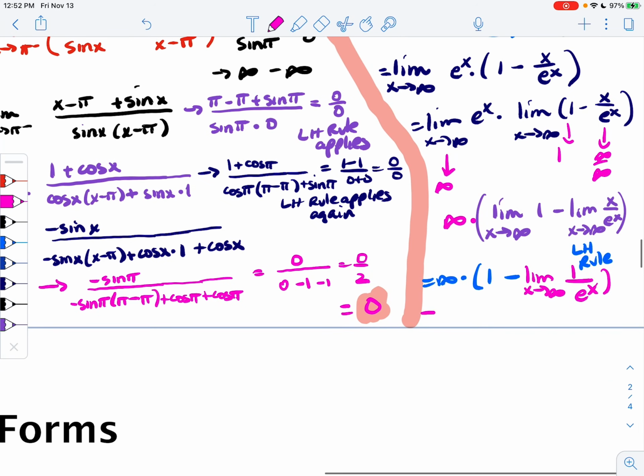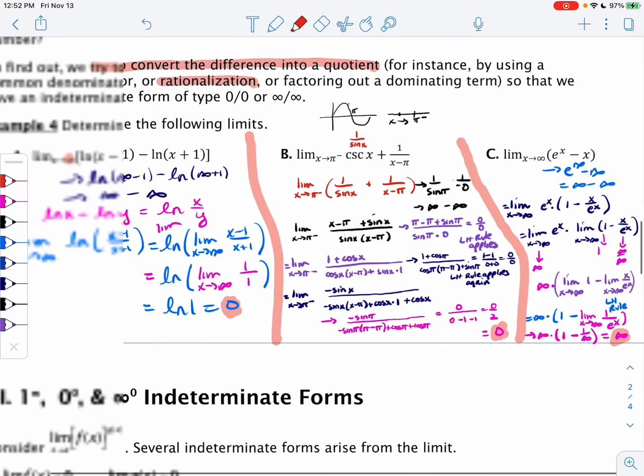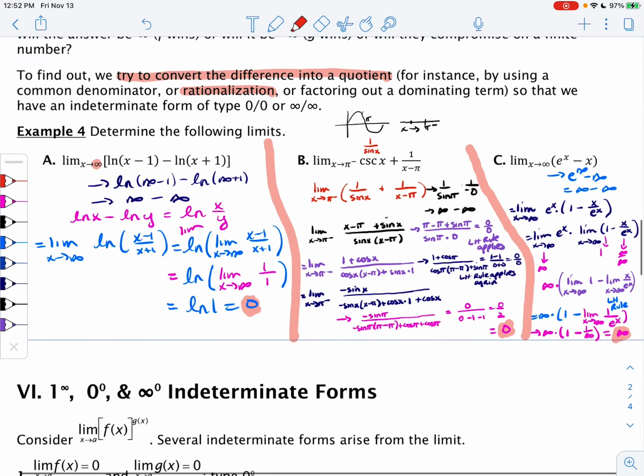And in doing so, we are going to infinity times 1 minus, and this is 1 over infinity, which is going to 0. And now we have infinity times 1, and that is going to infinity. All right, so hopefully you have a couple of examples here that show you what types of algebraic manipulations you can do when you are faced with a limit that goes to an indeterminate difference of infinity minus infinity.